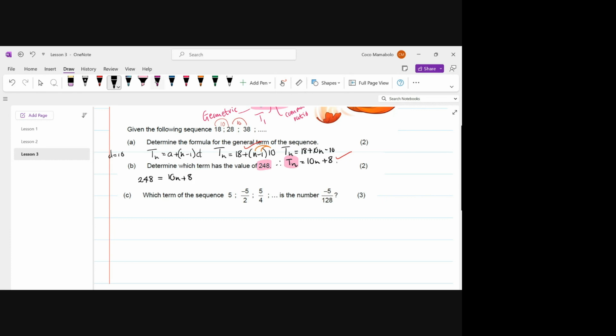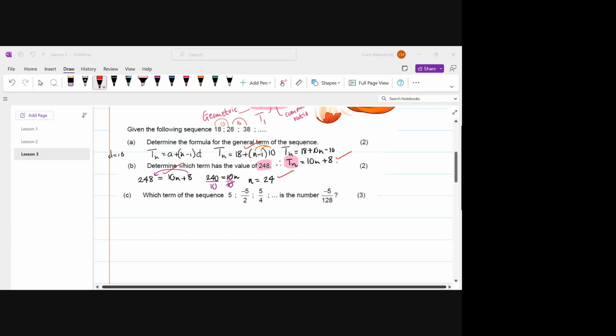And then we're just going to solve for that. So I'm going to take 8, transpose it over to the other side, and I will end up with 248 minus 8. So that will give me 240 is equal to 10n. Then I will divide both sides by 10. Therefore, n is equal to 24. All right. 1 mark for substituting correctly, 1 mark for the final answer.